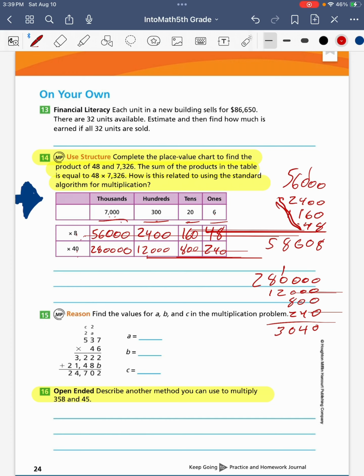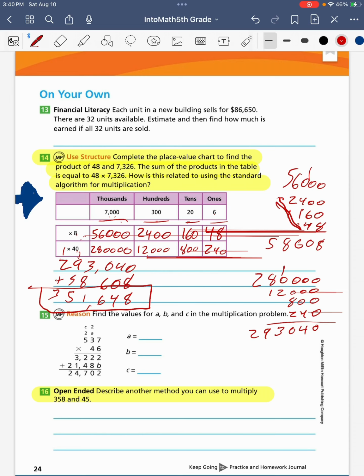0, 4, 10, 3. 8 plus 1, 9, 2. So I have 293,040 plus 58,608. 8, 4, 6, 3 and 8 is 11. 1 plus 9 is 10, plus 5 is 15. 1 plus 2 is 3. Total product of 351,648.